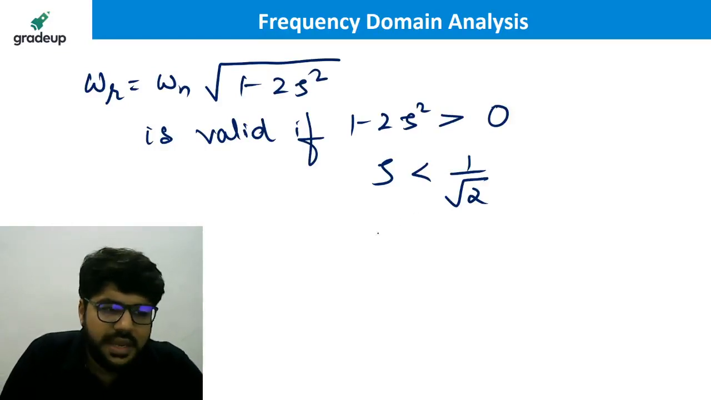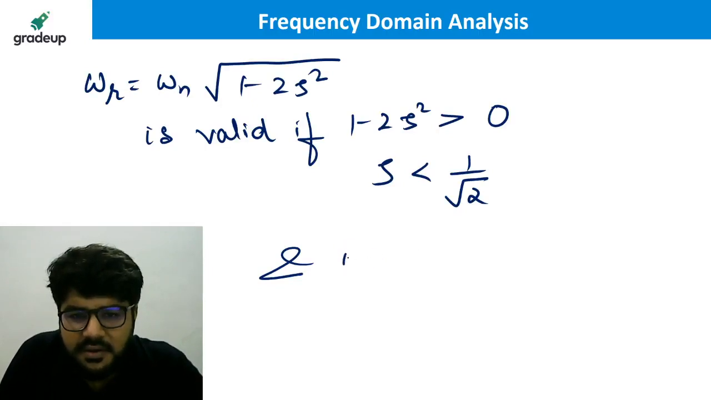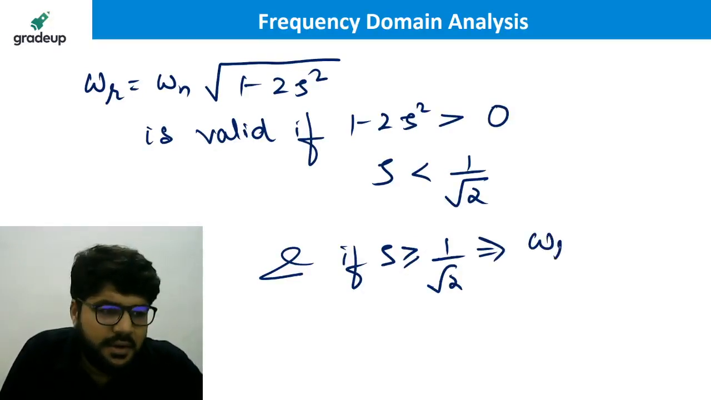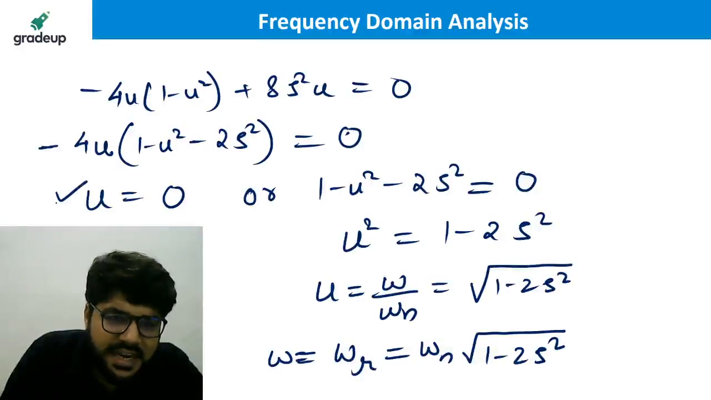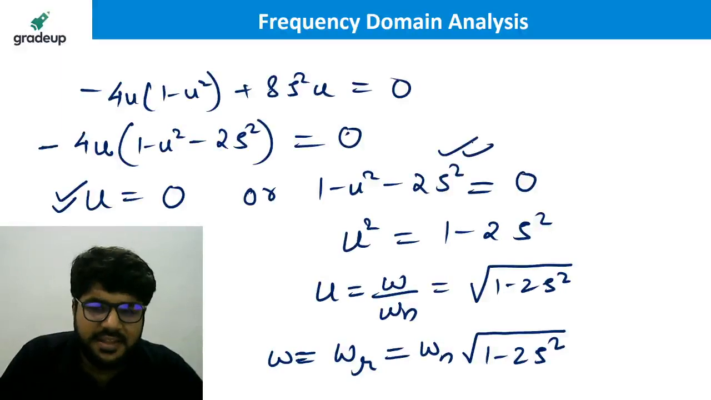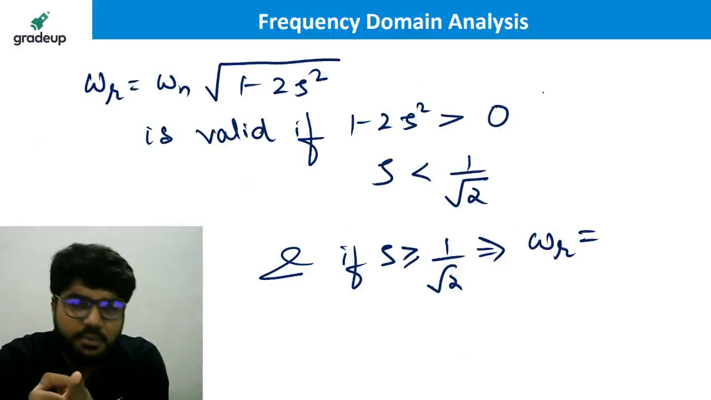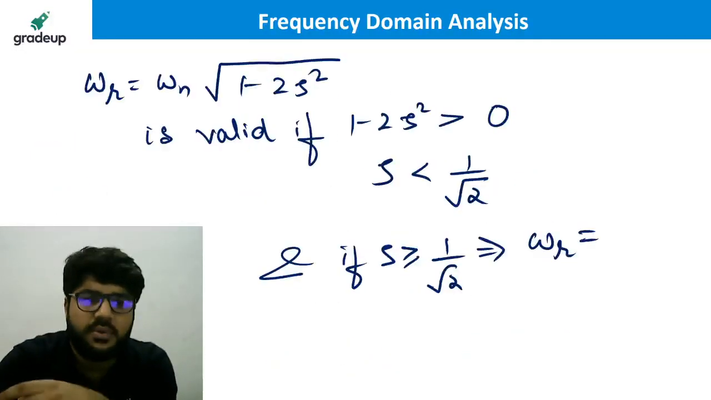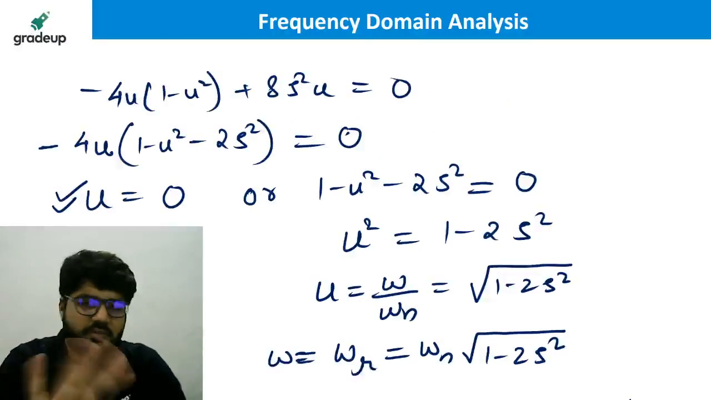And if zeta is greater than or equal to 1 by root 2, then omega r is given by the second solution. Then this is not defined, this does not exist. This is applicable only when the frequency is real, and frequency is real up to zeta less than 1 by root 2. And if zeta is greater than 1 by root 2, u is equal to 0. That is omega r equal to 0. That is the importance of both the solutions.